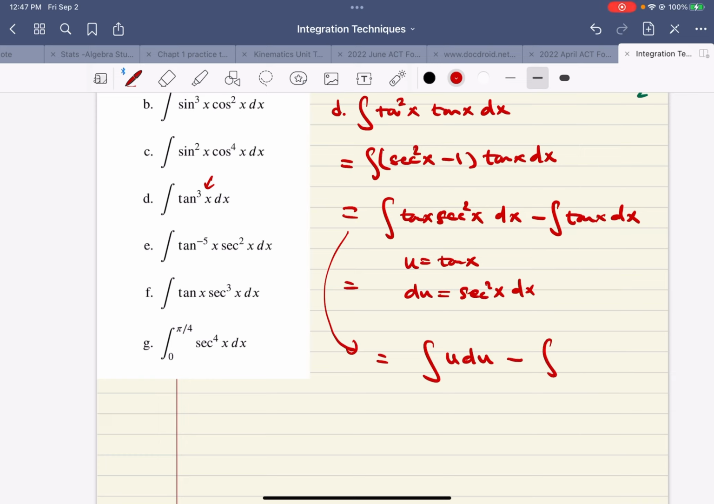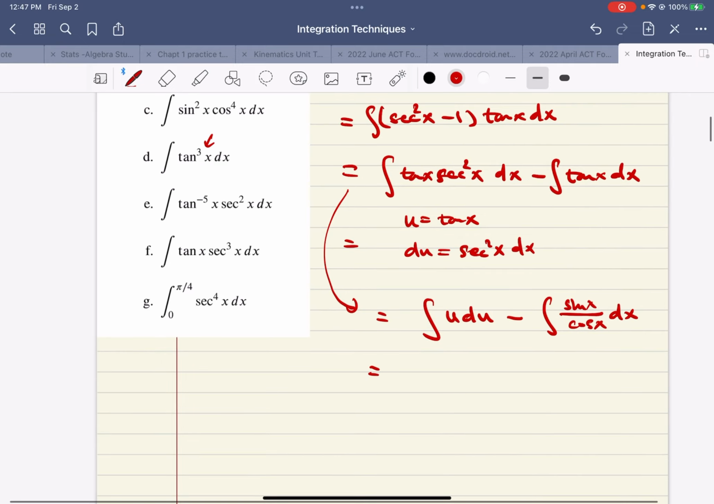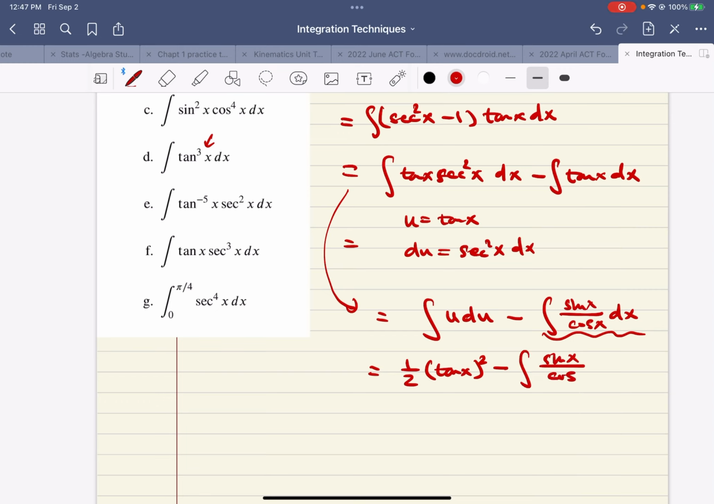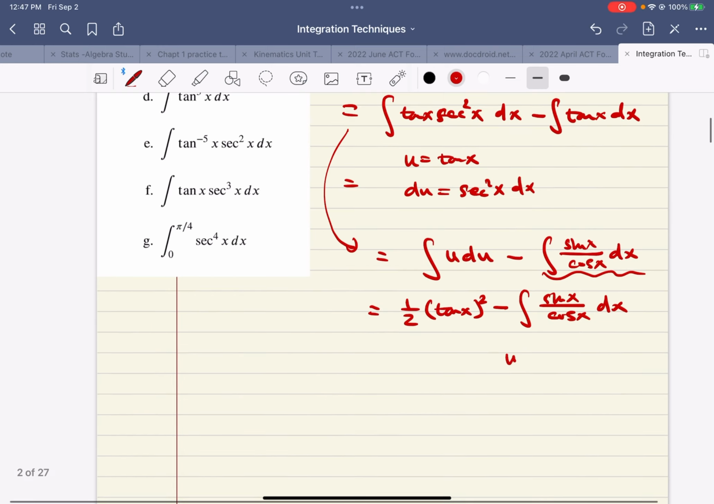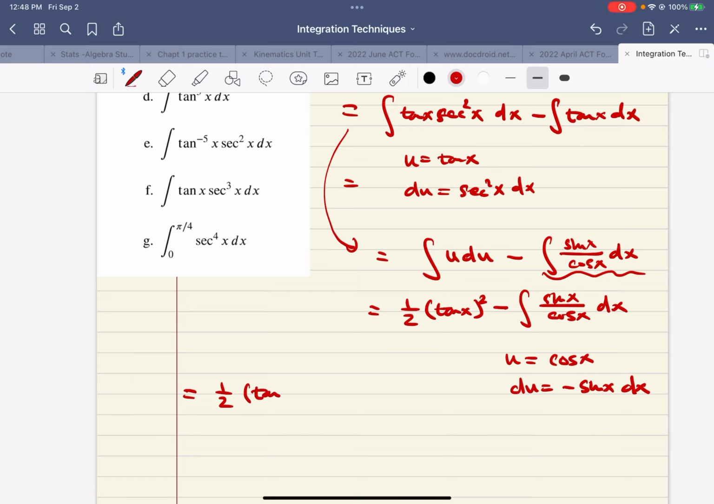minus tangent x, you can switch it to this one. Tangent is sine over cosine. Okay, like that. So this one is 1/2 u square, but u was tangent. Now minus this portion. So I'm just going to copy for now. Sine x over cosine x dx. So let's use another u substitution. U is the denominator, cosine x. So du equals negative sine x dx.